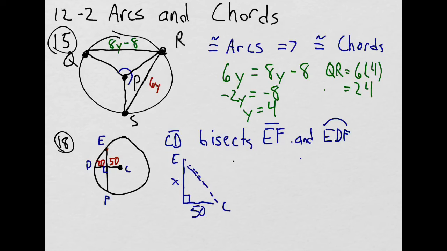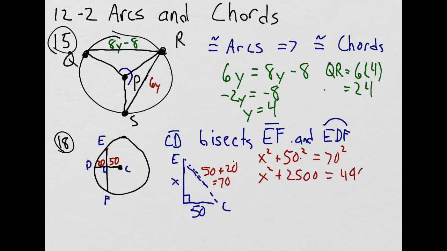So, what's the distance of EC? Well, that's just the radius, right? So we got 50 plus 20, and that's 70. Well, now not so bad, right? It's just Pythagorean theorem. Let's set that up. So EC is the hypotenuse. So what do I got? I got x squared plus 50 squared equals 70 squared. And square those out. So we get 2,500, 4,900. Subtract. What's that? 2,400, square root.